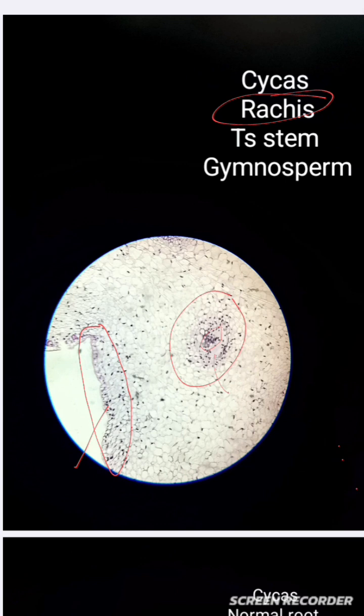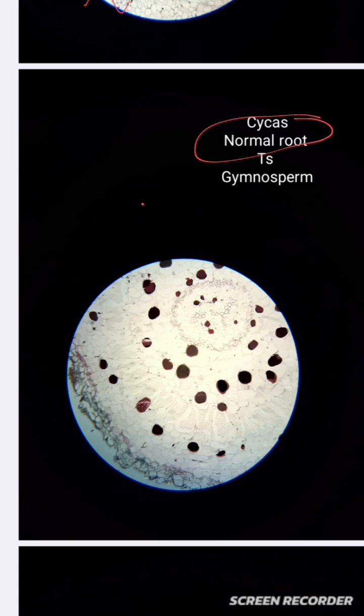Moving on to the next slide, that is the transverse section of normal root. So, in our next slide, we are going to do the normal root. In the case of Cycas, we have two types of root, that is normal root and coralloid root. The main big difference between these two roots is the presence of algal zone in coralloid root.